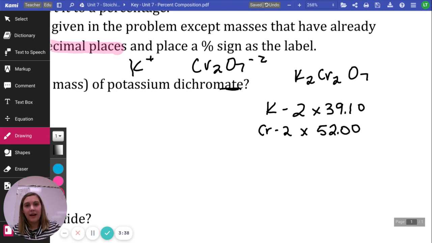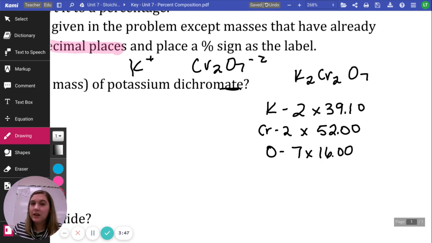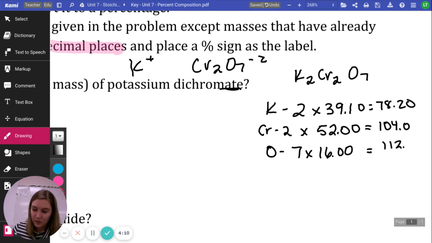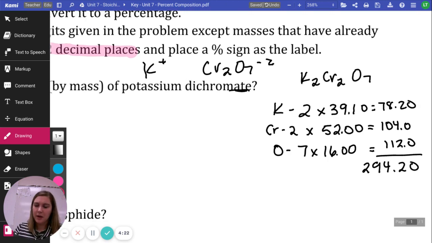Finally, my last element is oxygen, O. I have 7 oxygens in my formula, and each oxygen's mass is 16. So I have 2 times 39.10, which gives me 78.20 for the mass of my potassium, then 2 times 52 gives me 104, and 7 times 16 gives me 112.0. Add all of our masses together, and I end up with 294.20 as my total molar mass of potassium dichromate.